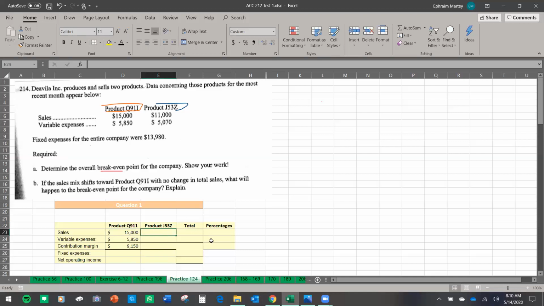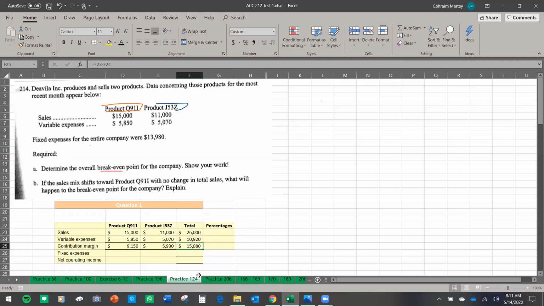So 11,000 for the next product, and then variable cost is 5,070. And then we just drag this one here and it computes the formula for us, 12,593. So what is the total? The total is going to add these two together. You drag it down, compute this one too, and then you drag this one down. Then you have 15,000. Let's subtract that one for you.